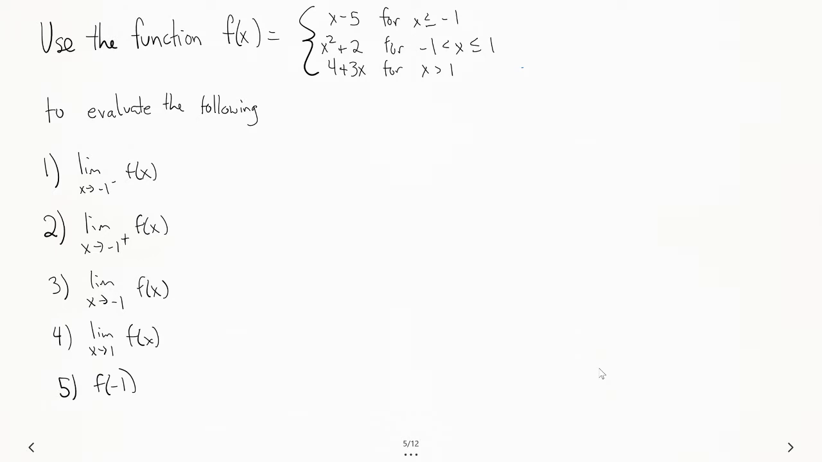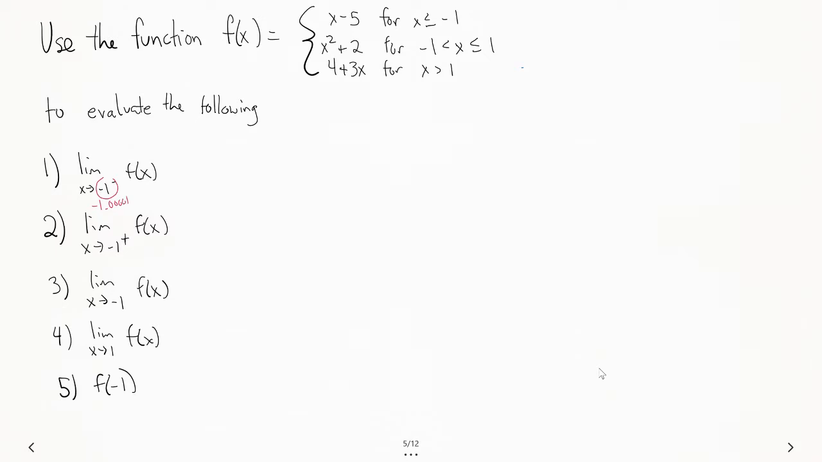How does that work? Well, with the piecewise function, we have x minus 5 for x less than or equal to negative 1, x squared plus 2 for negative 1 less than x less than or equal to 1, and then 4 plus 3x for x greater than 1. So in our first scenario, notice we're approaching negative 1 from the left. So this would be things like negative 1.00001, and we keep on going.